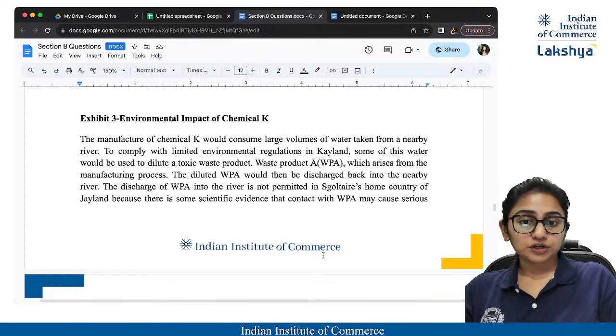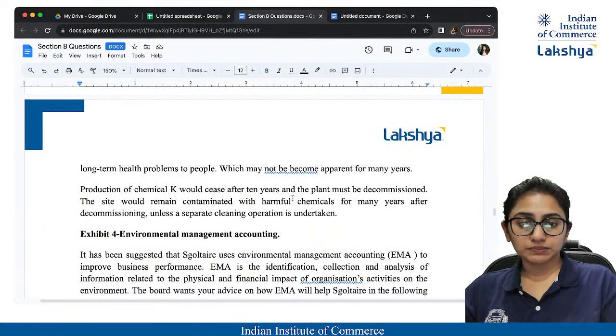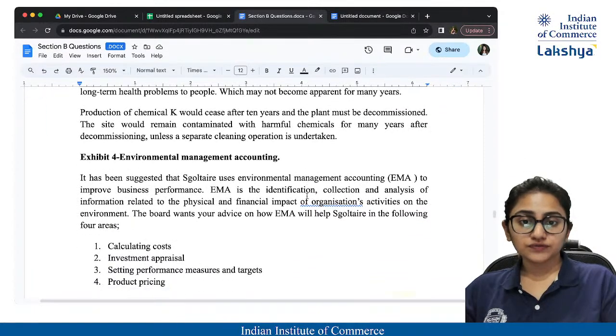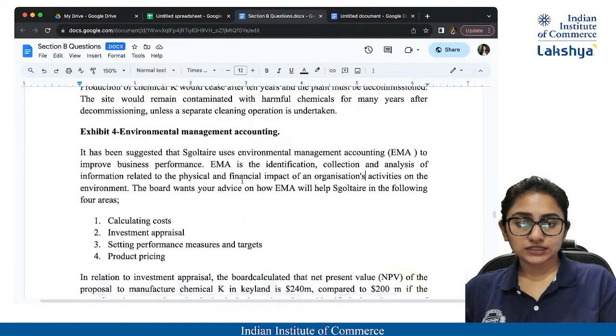The discharge of waste product A into the river is not permitted in Altair's home country J-land because there is some scientific evidence that contact with waste product A may cause serious long-term health problems to people, which may not become apparent for many years. Production of chemical K would cease after 10 years and the plant must be decommissioned. The site would remain contaminated with harmful chemicals for many years after decommissioning unless a separate cleaning operation is undertaken.